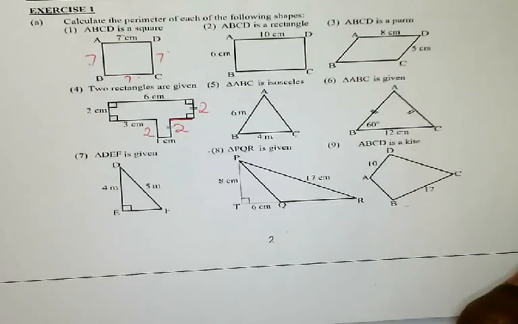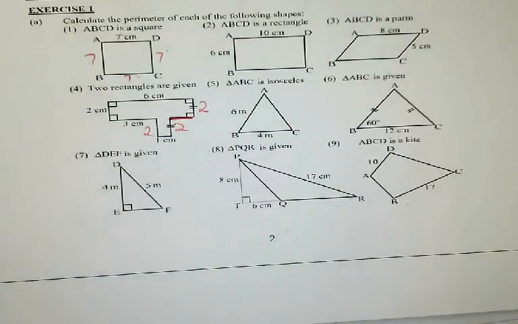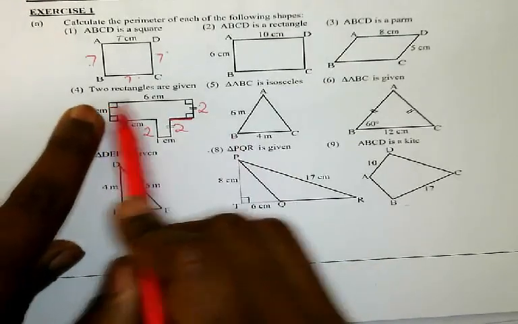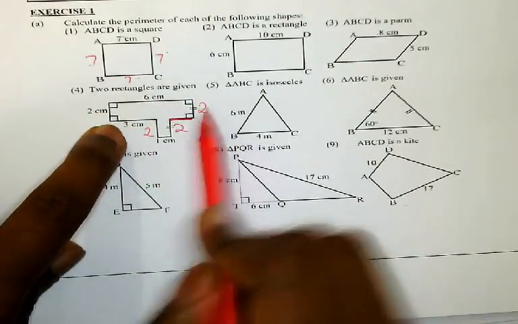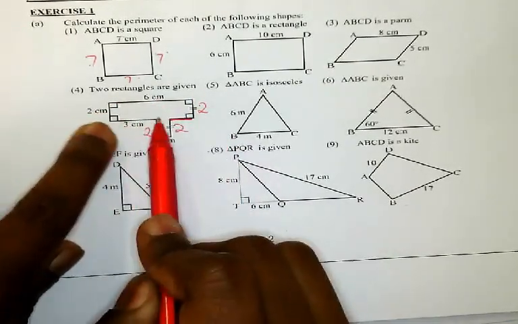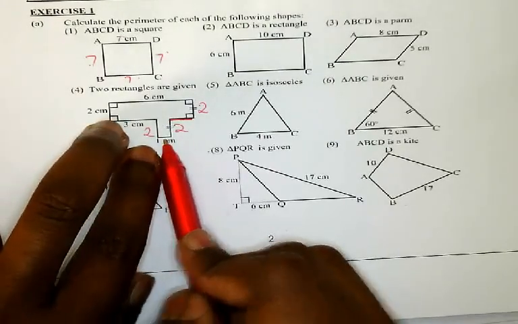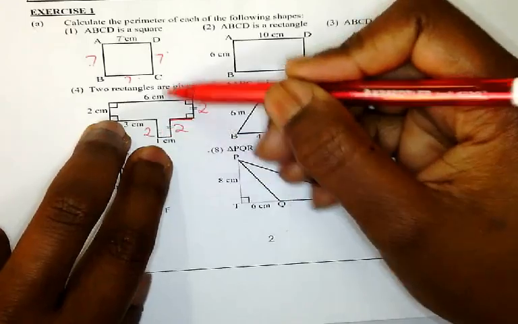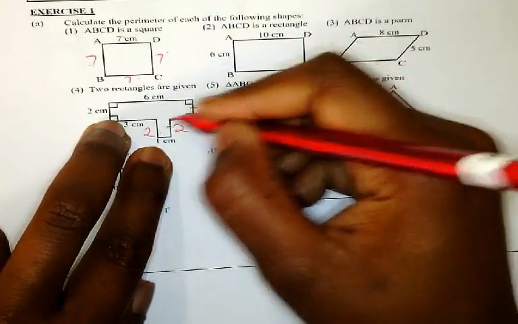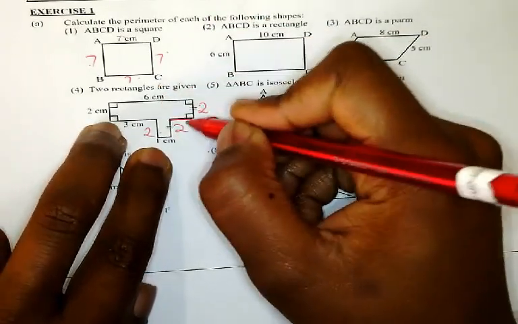How much will that part be? So this whole portion here is 6 centimeters. This is 3, this is 1. So 3 plus 1 becomes 4. So I'm going to subtract 4 from 6 to give me this remaining part. So 6 minus 4 becomes 2.